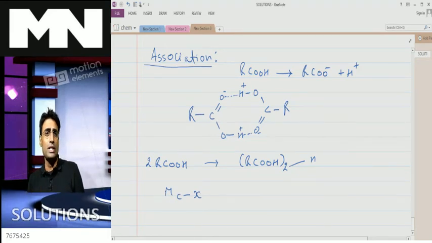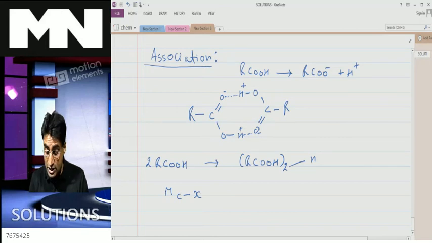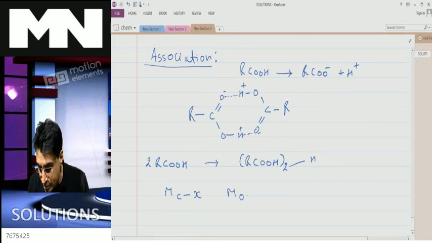When these carboxylic acid molecules undergo association, their number of molecules decreases. They become nearly half. When the number of molecules becomes nearly half, the colligative property also becomes nearly half. When the colligative property decreases, the molar mass will increase. It will become approximately twice the actual molar mass. That means if the correct molar mass of this carboxylic acid is x, then the molar mass observed through a colligative property will be nearly 2x.